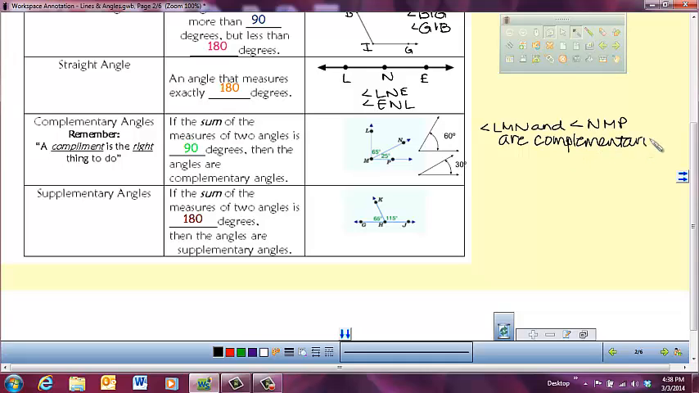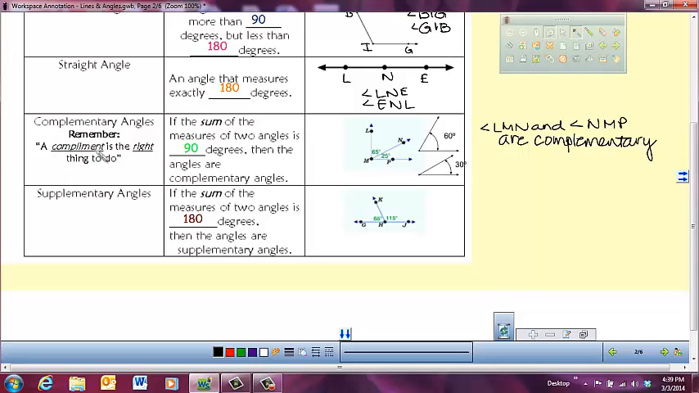Now, sometimes kids get stuck on this because they think the angles have to be touching like this, or adjacent, they're called. And that's not true. So I have another picture here where there's a 60-degree angle off by itself and a 30-degree angle off by itself. And I want you to understand that complementary angles are any two angles. I don't care where they are in the picture. They have to add up to 90 degrees, okay?